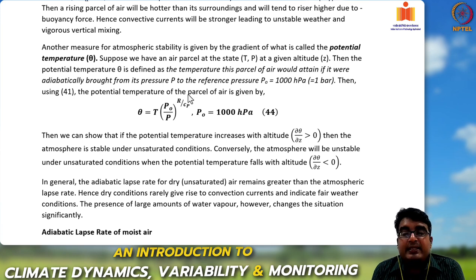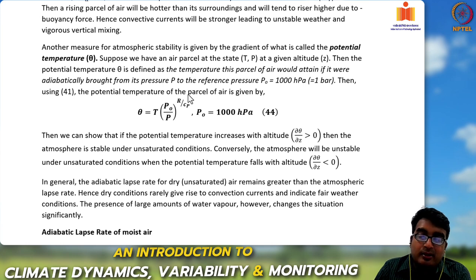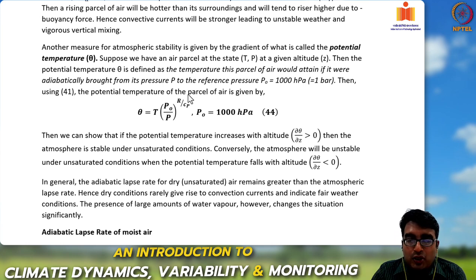Using this potential temperature concept, we can create an additional and equivalent criteria for atmospheric stability. We can show that if the potential temperature increases with altitude, that is del theta del z is greater than 0 in any location, then the atmosphere is stable under unsaturated or dry conditions. So let me explain what this means.